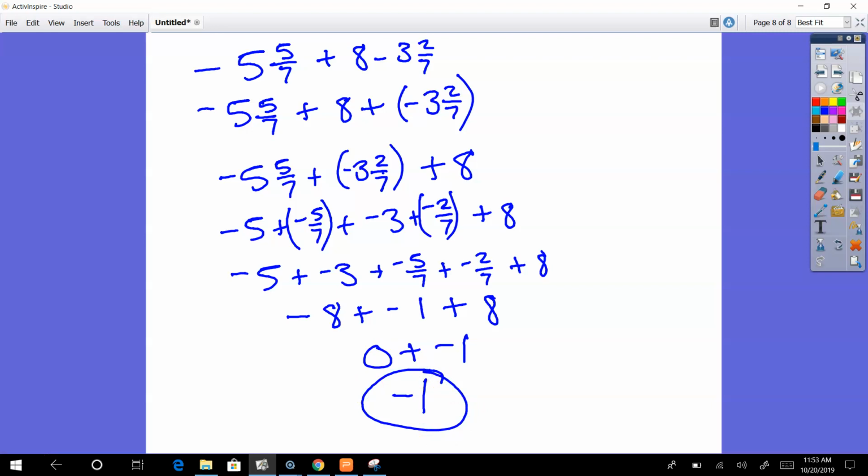Okay, so there are multiple ways to do this. The more practice that you get with it, the better off you're going to be.